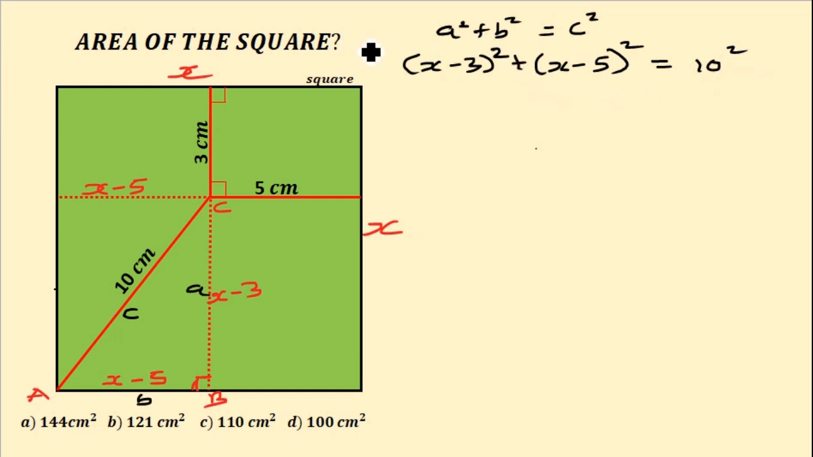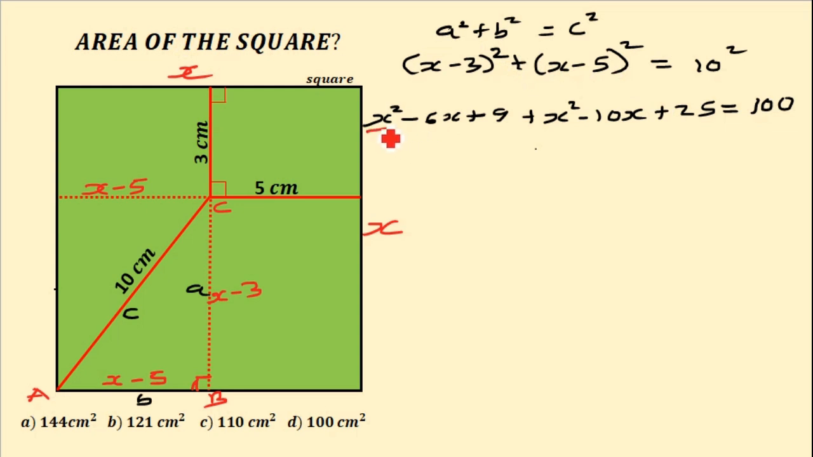Now if you open the bracket, you just use the quadratic identities. So if you open the bracket for (x minus 3) squared, you will get x squared minus 6x plus 9. Then again, if you open the second bracket for (x minus 5) squared using quadratic identity, you will have x squared minus 10x plus 25. Then it is equal to 10 squared, which is the same as 100. So all we have to do is simplify.